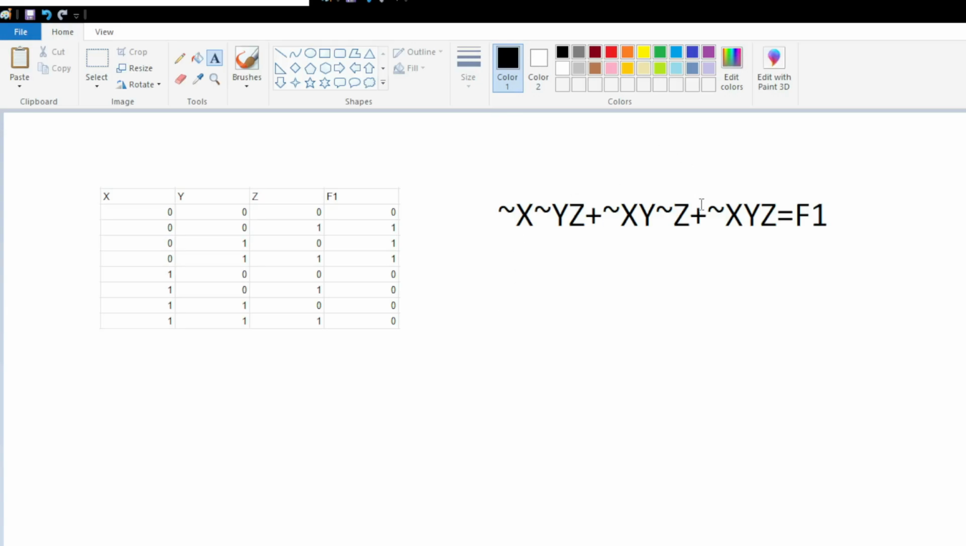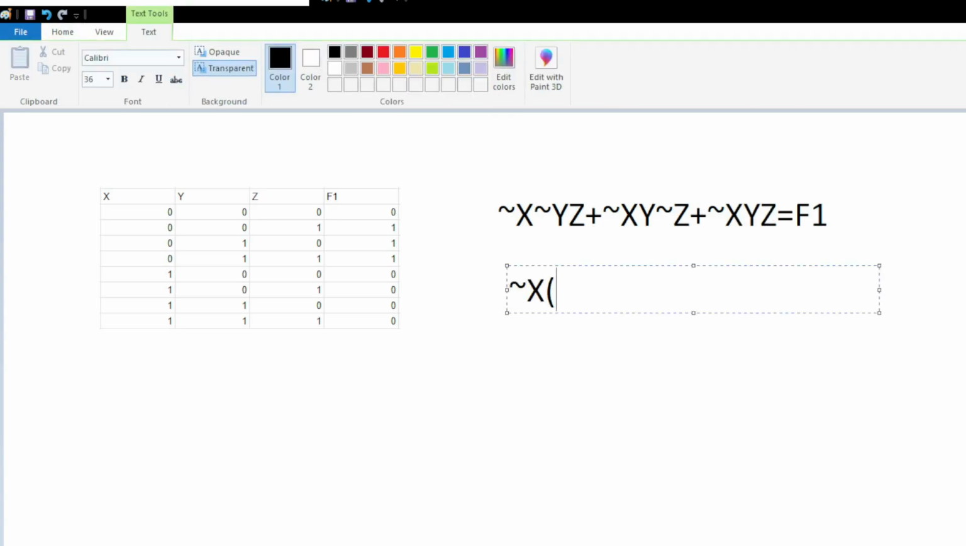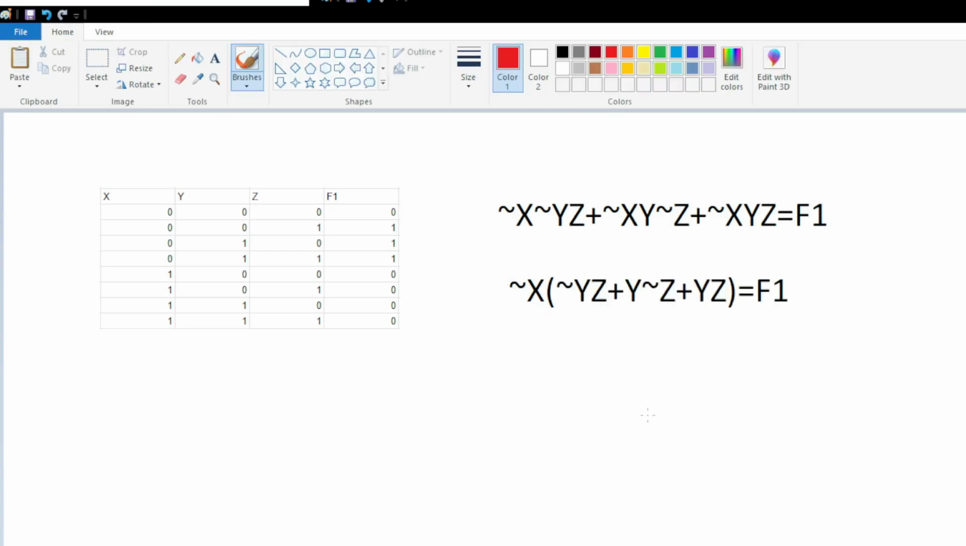Well, all 3 of our products have a common factor of not x, so we can pull our not x out to the front, and we get not x times the sum of not y z plus y not z plus y z. So our next step is going to be finding a way to combine 2 of these inner terms into 1 term. So right now what I'm looking at is these 2 terms right here, because if you notice, they both have a common factor of y.